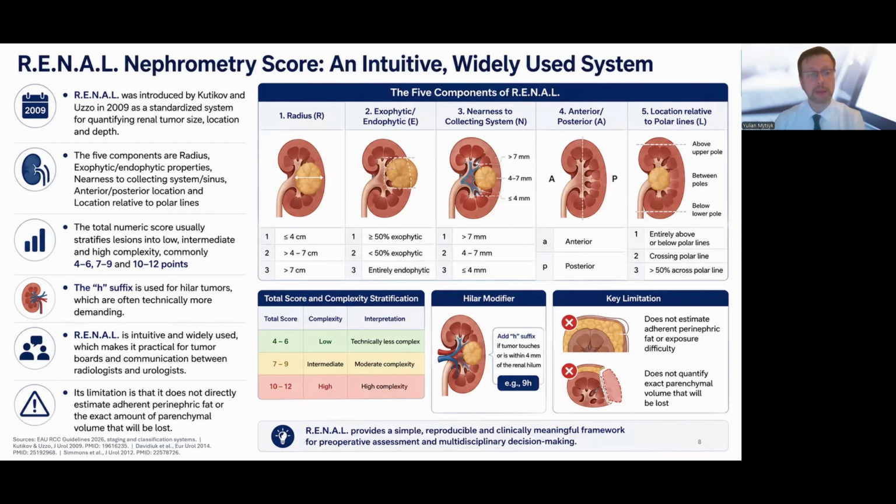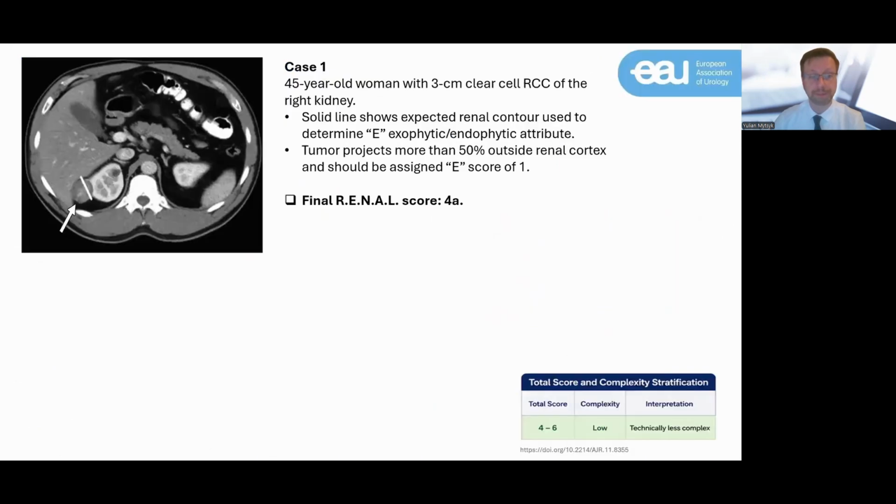This system is intuitive and widely used, which makes it practical for tumor boards and communication between radiology departments and urologists. The limitation of this system is that it does not directly estimate adherent perinephric fat or the exact amount of parenchymal volume that will be lost. Let's stop on some cases.